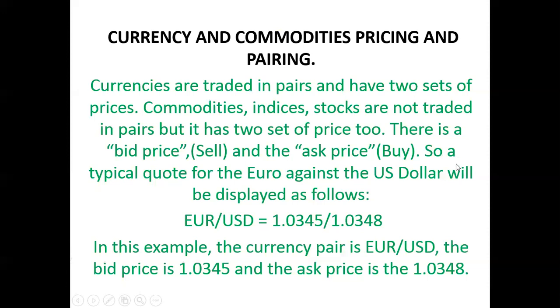So a typical quote for the euro against the US dollar will be displayed as follows. For example, euro versus dollar. Maybe the selling price may be 1.0345, while the buying price will be 1.0348. That is what we mean by the bid and the ask price. In this example, the currency pair is EUR/USD. The bid price is 1.0345. That's the sale price, and the buying price, that is the ask price, is 1.0348. As you can see, 48 is higher than 45.